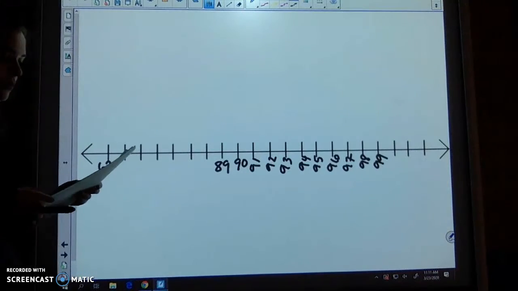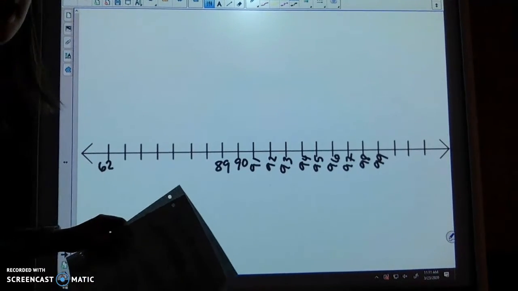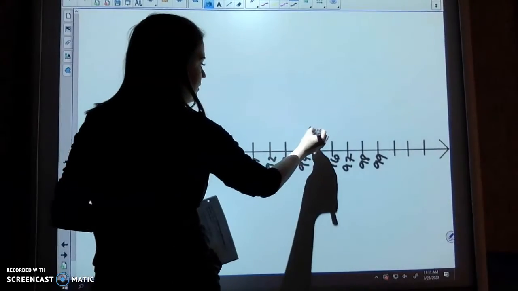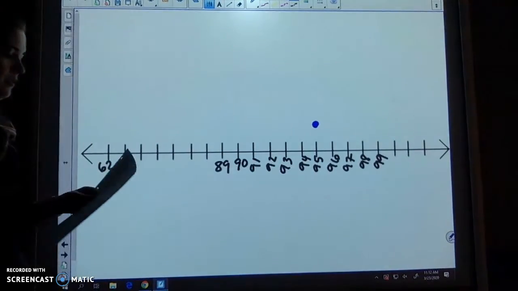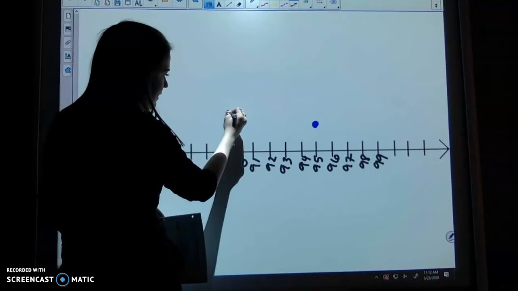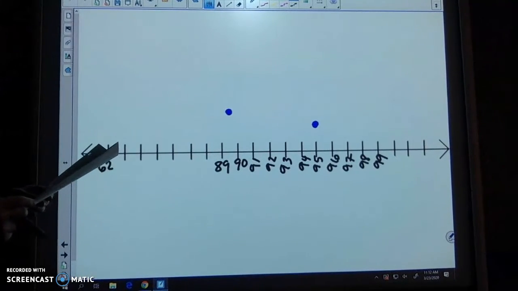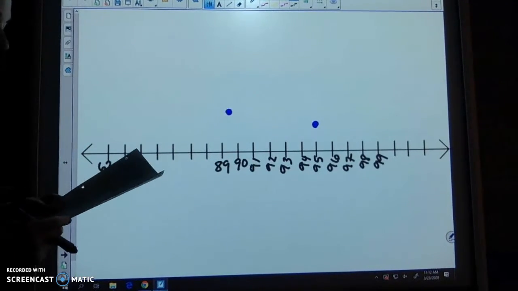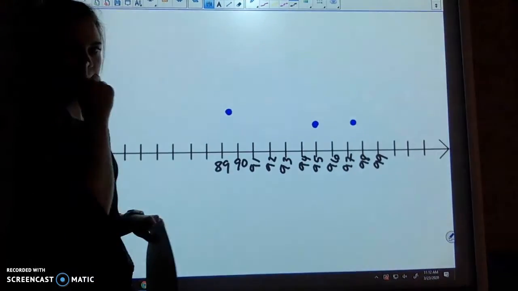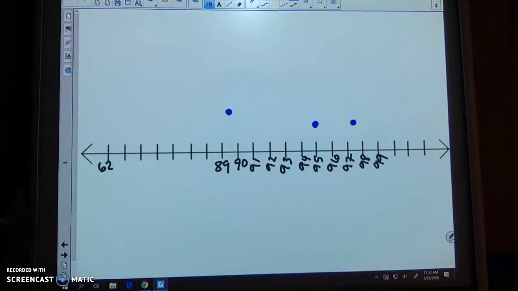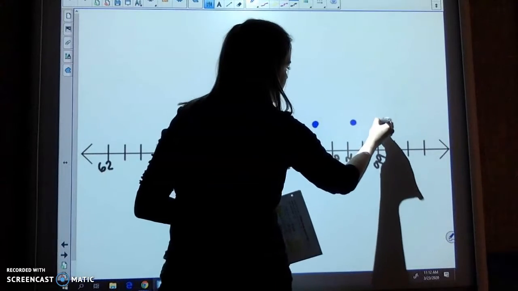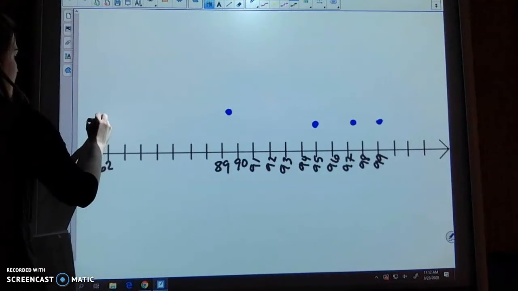So then the next thing we have to do is plot all the points that we just had. All right, so we found our median was 95, so that's our quartile 2. Our quartile 1 was 89.5, so that's going to be halfway between 89 and 90. Our quartile 3 was 97.5, so that's going to be halfway between 97 and 98. These are very skewed dots. They are not in a straight line. Okay, our highest value was 99, and our lowest was 62.